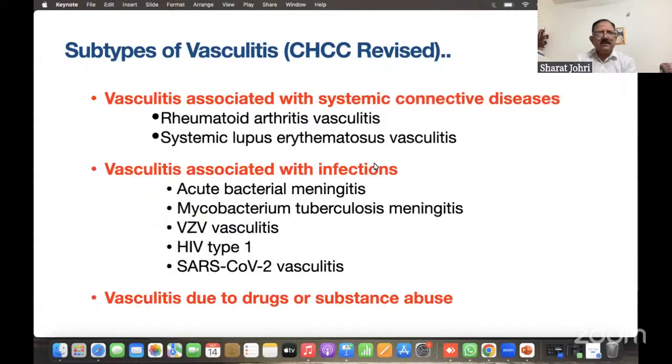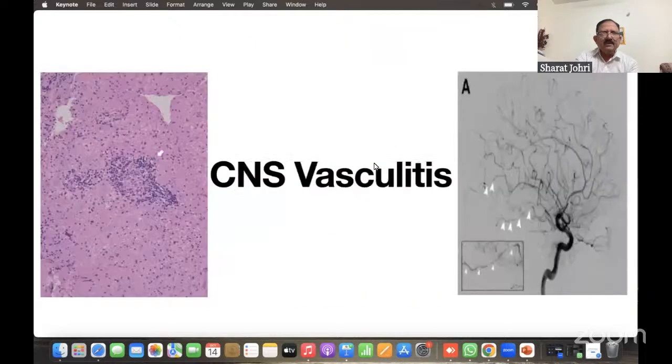Then the other group was vasculitis associated with systemic connective tissue diseases like rheumatoid arthritis or SLE. Then vasculitis associated with infections, many infections, bacterial, viral, mycobacterial, and even SARS-CoV-2 has been associated with vasculitis. And the miscellaneous group, certain drugs can cause vasculitis also. This is the general classification of vasculitis. What are the various kinds of vasculitis as per the Rheumatological Association of America? But we come to the CNS vasculitis.